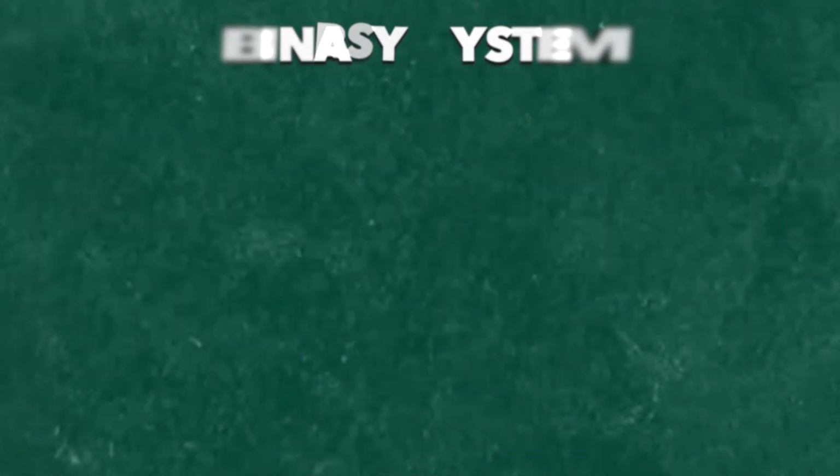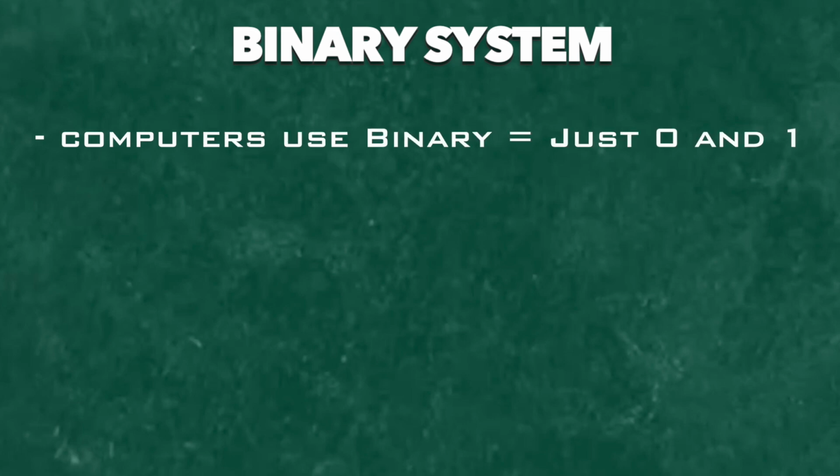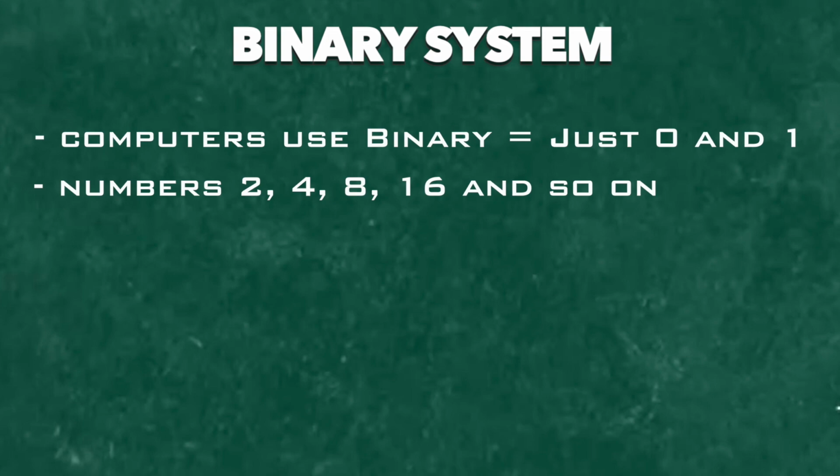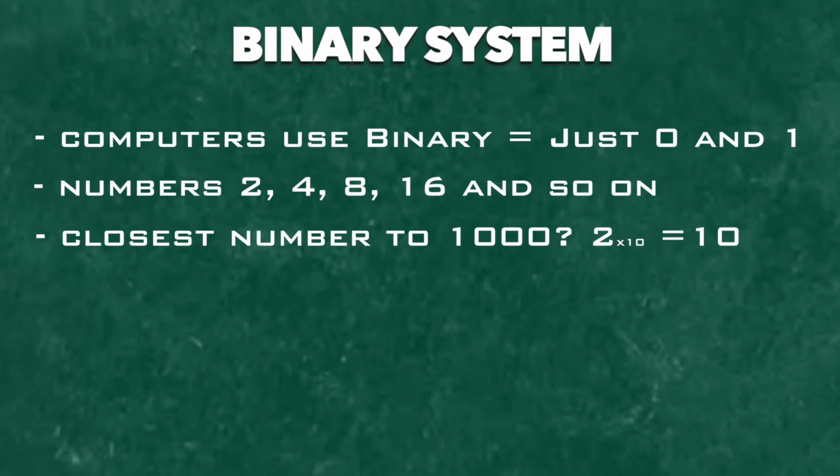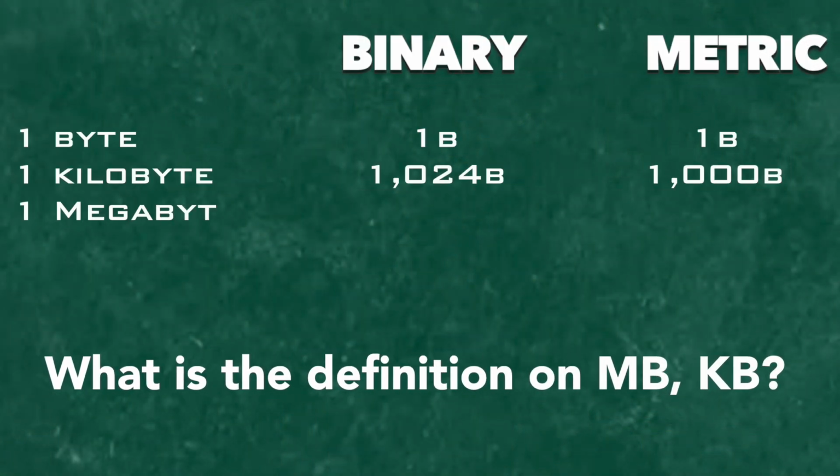But here comes the first problem. Because in computers, we don't use decimal numbers. We don't have numbers 1, 10, and so on. Instead, we are using binary numbers, which is 1 or 0. So on computers you have only numbers 2, 4, 8, 16 and so on. And the closest number to 1000 is actually 1024. I think you're already getting the point here. So in computers the kilobyte is actually defined as 1024 bytes, not just 1000. It doesn't seem like a big difference, but what about the megabyte?